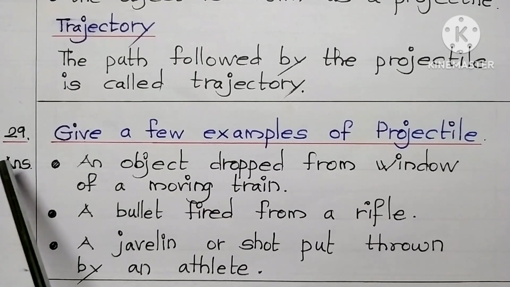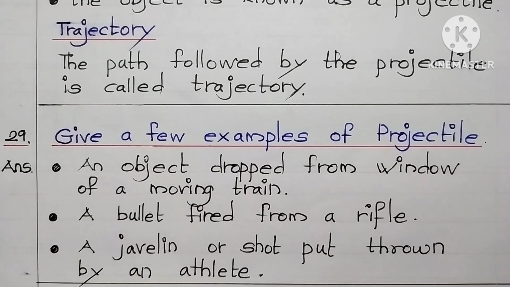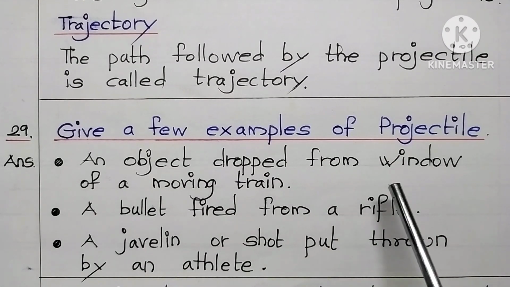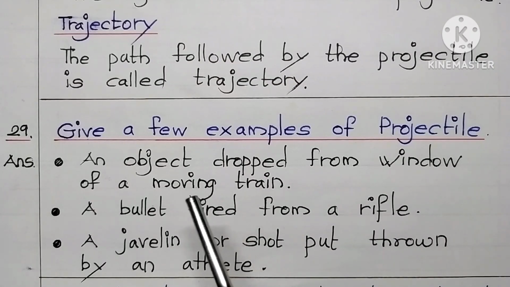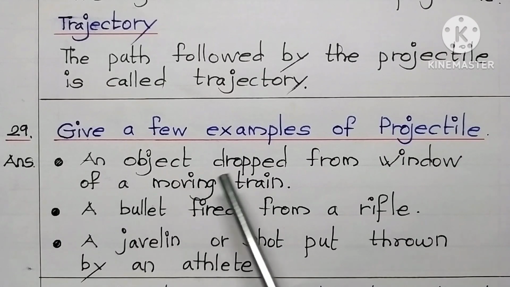Question number 29. Give a few examples of a projectile. Answer. An object dropped from the window of a moving train. When an object is dropped from a moving train, it won't just fall directly and reach the ground. Instead, first it follows a horizontal path, then only it comes to the ground. So it's a very good example of a projectile.